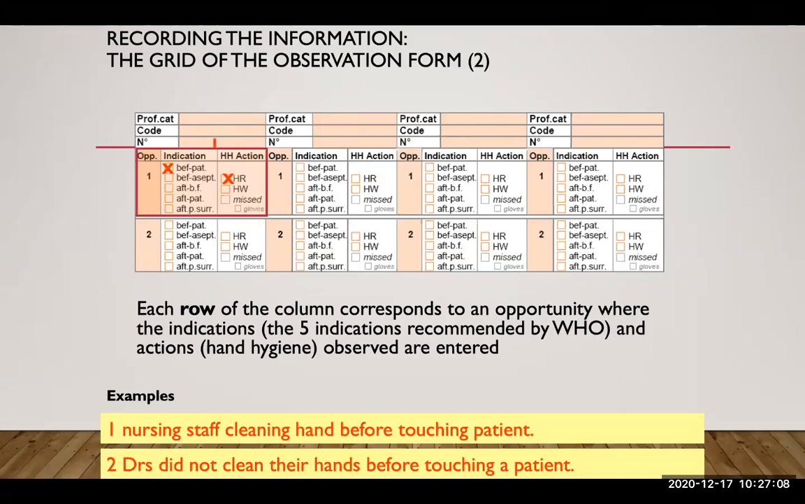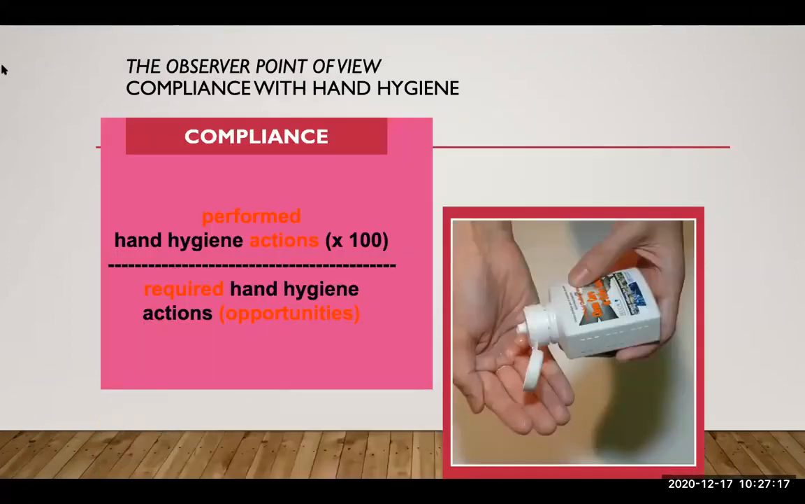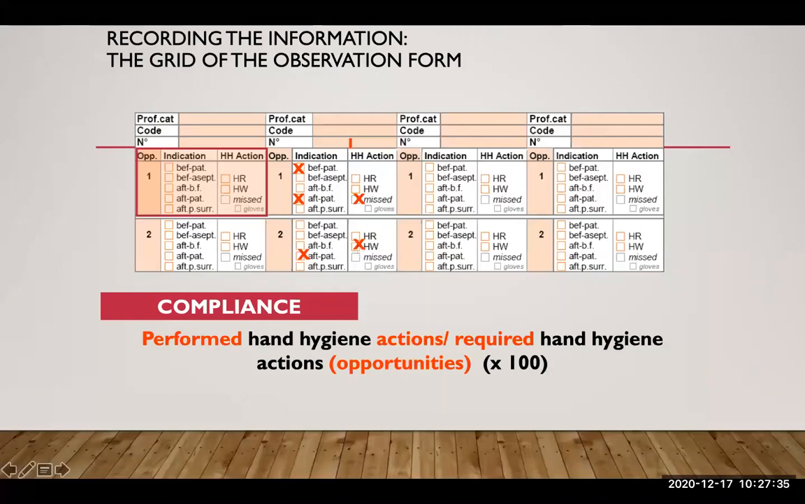For example, if the doctor did not clean the hands before touching a patient, that is a missed opportunity. Okay. Finally, the compliance will be calculated. It is the total in the sheet: how many actions were done in total and how many opportunities there were. The numerator will be the actions and the denominator will be the opportunities. It will be multiplied by 100 and we get the percentage.